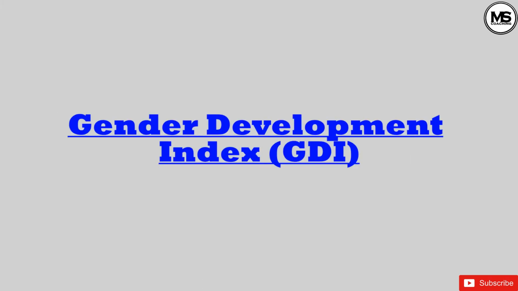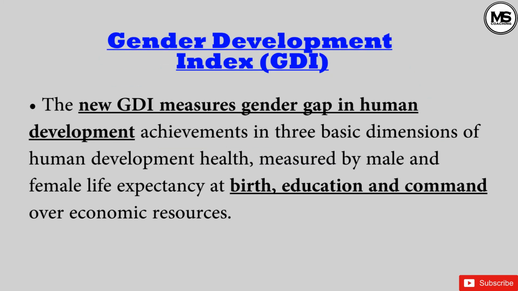Gender Development Index, GDI. The new GDI measures gender gap in human development achievements in 3 basic dimensions of human development: health, measured by male and female life expectancy at birth, education and command over economic resources.